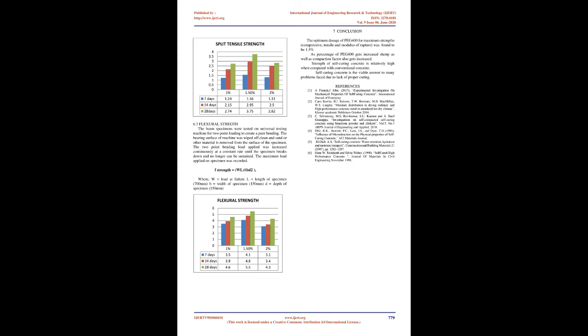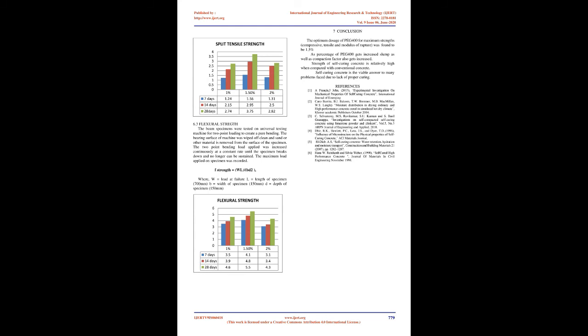6.3 Flexural strength. The beam specimens were tested on a universal testing machine with two-point loading to create pure bending. The bearing surface of the machine was wiped clean and sand or other material removed from the surface of the specimen. The two-point bending load applied was increased continuously at a constant rate until the specimen breaks down and no longer can be sustained. The maximum load applied on the specimen was recorded.